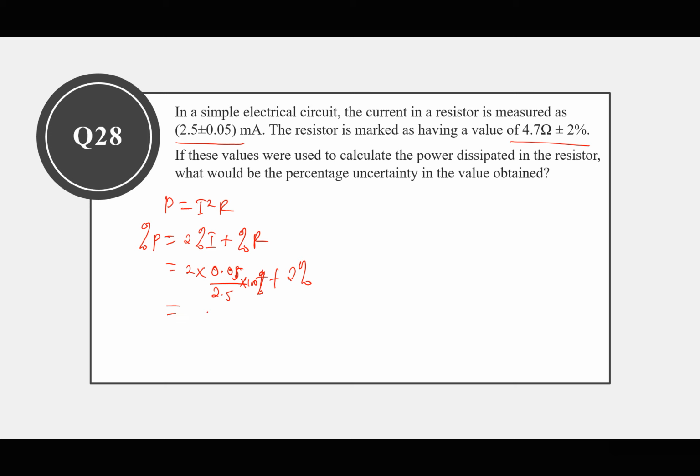2 times 0.05 divided by 2.5 times 100, that is 4%. So this is 4% plus 2%, which gives us 6%. So the percentage uncertainty in the power dissipated in the resistor would be 6%.